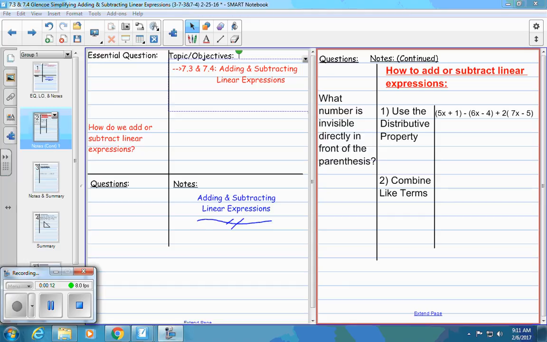I have combined the next two chapters of Chapter 7. This is going to be 7.3 and 7.4, and you're going to notice it's really similar to what we have already done. So go ahead and pause here and copy down what you see.